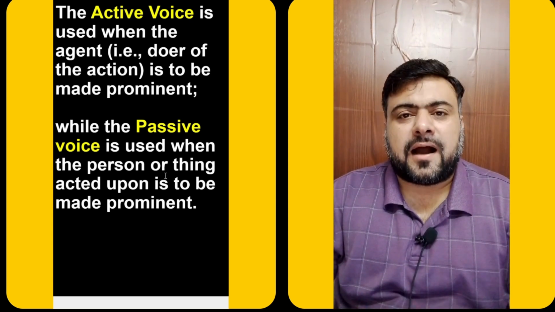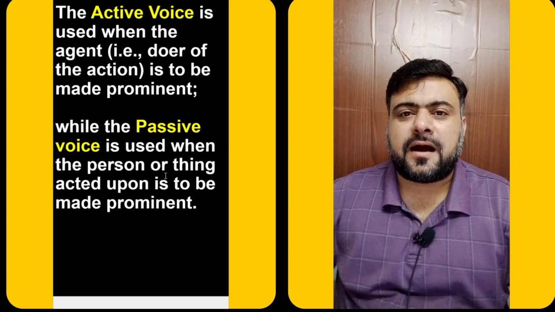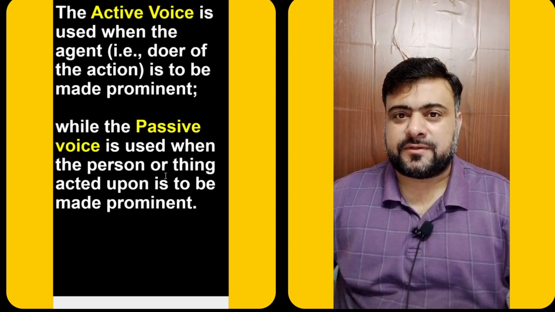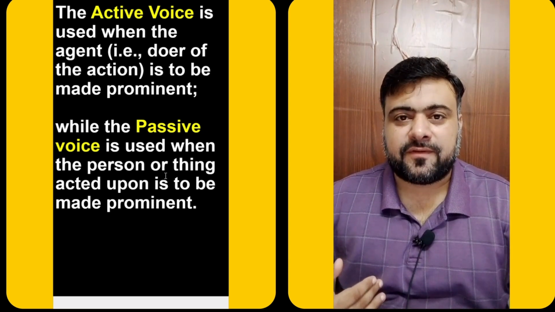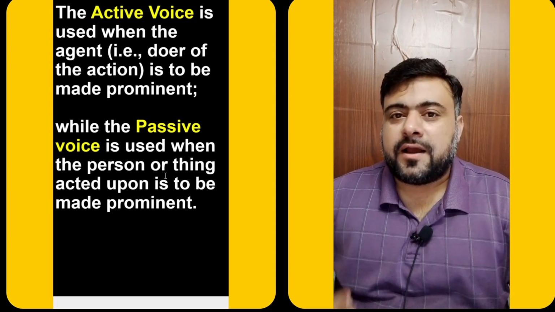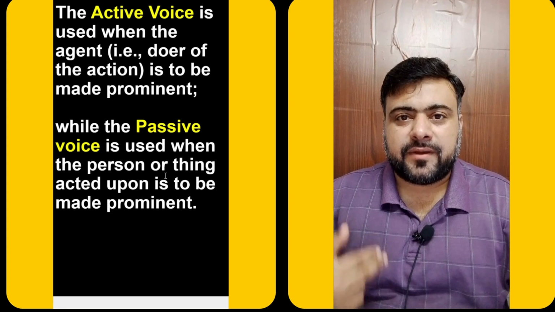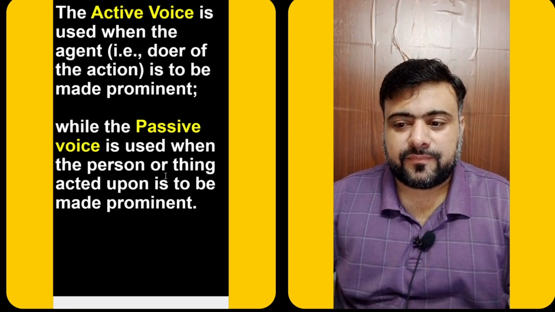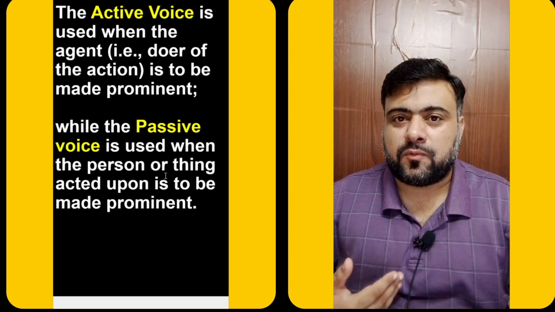If I say, I made this chair, here I want to bring the subject, which is I, which is myself, to prominence, to the spotlight. I use the active voice. I made this chair. I want to show the people that I am the one who made the chair.